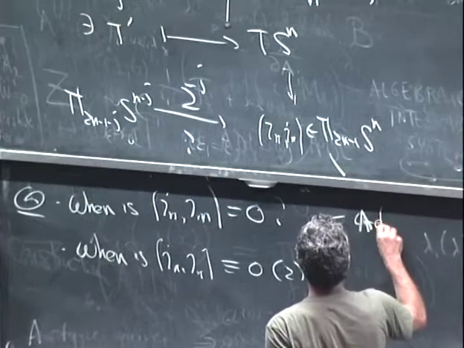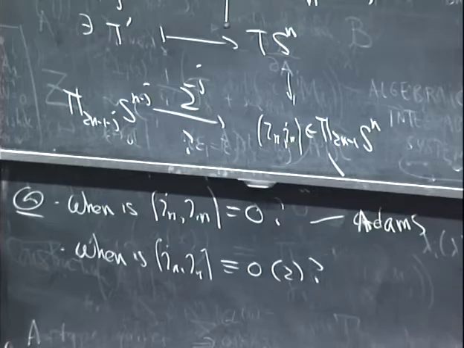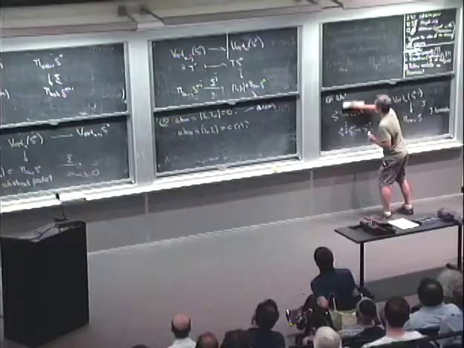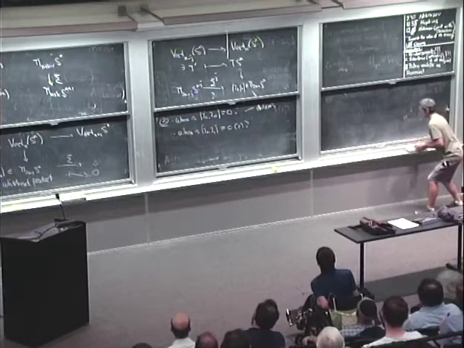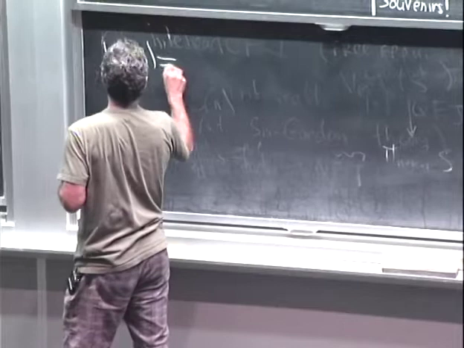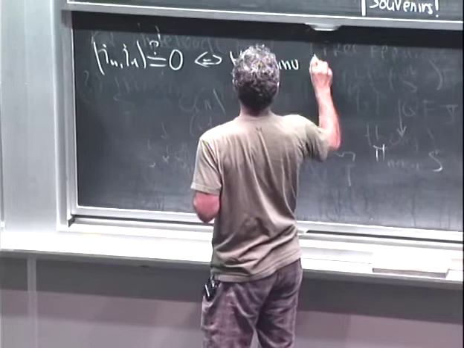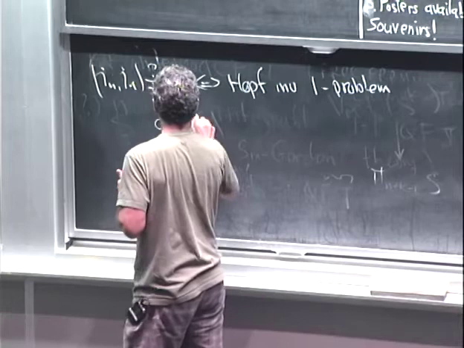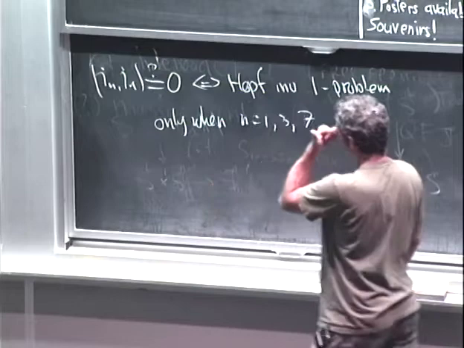And the answer is that, well, the vector field problem I won't state the answer to, but the Whitehead square being 0 is the Hopf invariant 1 problem. And the answer is only when n equals 1, 3, or 7.